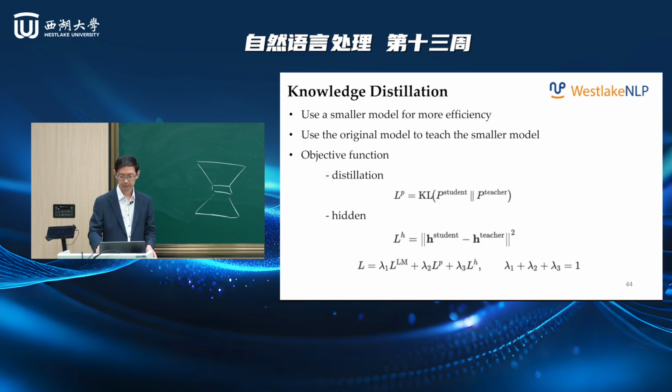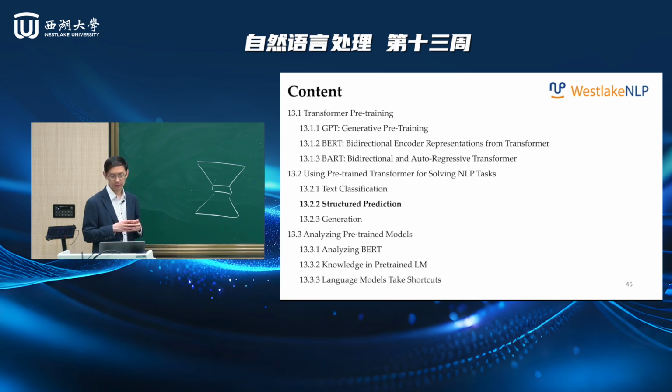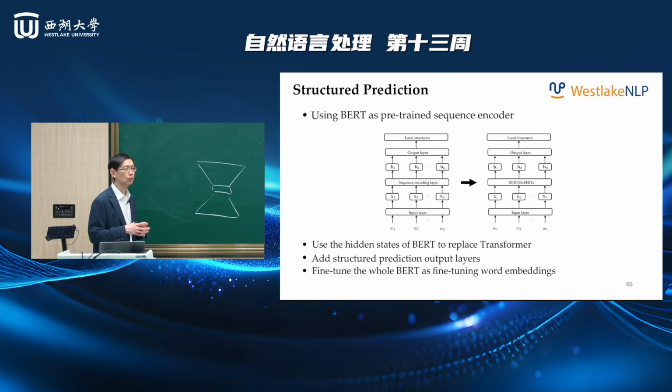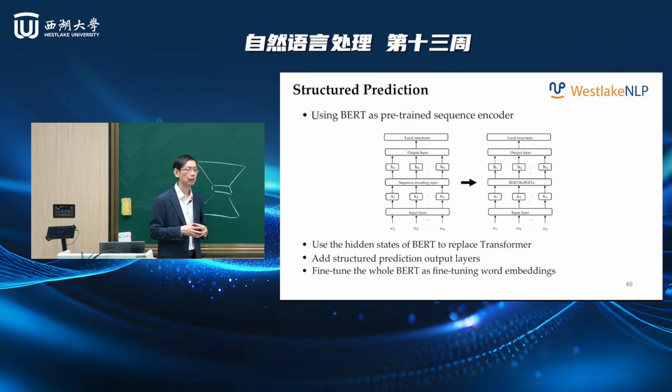Now, the second set of tasks is called structured prediction tasks. And when you use pre-trained models to solve these tasks, the idea can be similar to text classification. Okay, in week 10, we learned structured prediction. It's very similar to classification. You have the sentence, you change that to embeddings, you feed that to a sequence encoder, and you add structured output layers.